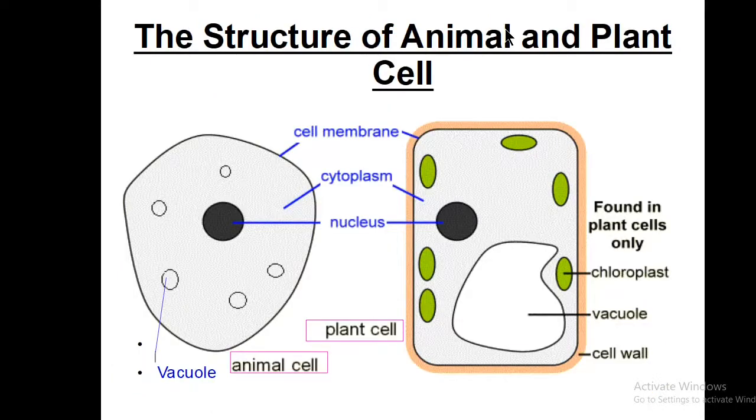Now I will identify the structure of animal and plant cells. So we have here two cells, the plant cell and the animal cell. The plant cell contains a cell wall, unlike the animal cell. The animal cell doesn't have any cell wall. So the plant cell has a definite shape. Its shape doesn't change because it has a cell wall. It is surrounded by the cell wall. Unlike the animal cell, which doesn't have any cell wall, so it has an indefinite shape.